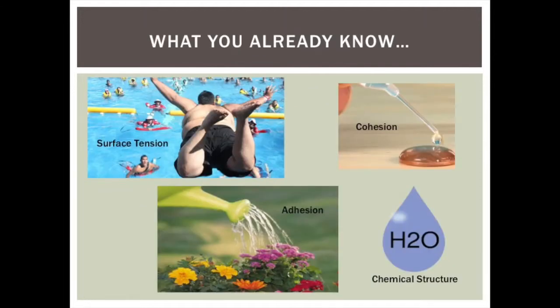Alright, so what you already know. You already know that surface tension is caused by cohesive forces, such as this fat man jumping into the water. You know about cohesion and adhesion, cohesion being the hydrogen bonding between water molecules, and adhesion being the bonding between water molecules and other substances. And then you also know about the chemical structure of water, which is 2 hydrogen atoms and 1 oxygen atom.